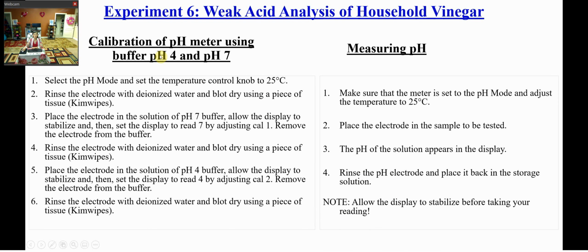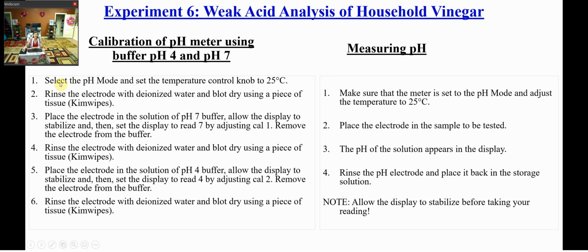Using the pH meter requires two major steps. The first one is calibration of your pH meter. The second one is measuring your pH value. About the calibration of the pH meter, usually you are going to use buffer 4, buffer 7, and buffer 10 solutions for calibration.